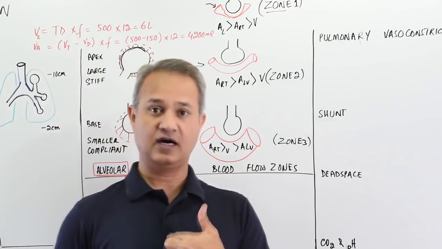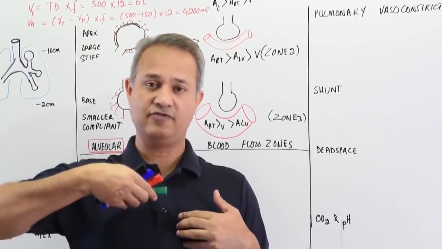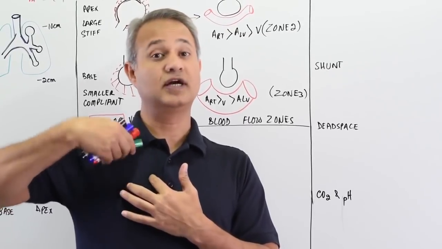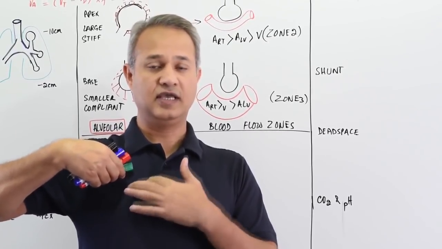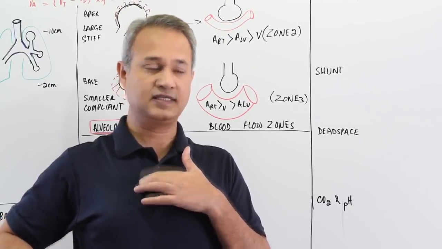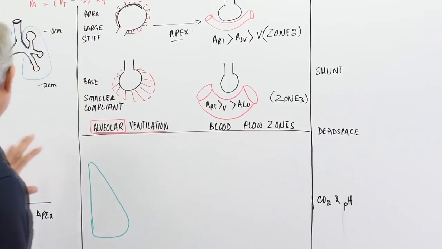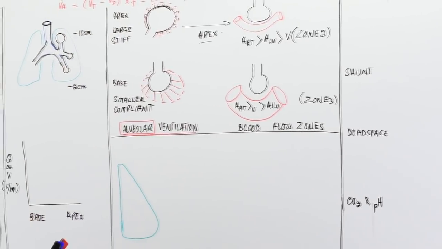So normally, if this is the heart here, somewhere over here, about 10 centimeters above the heart is zone 2 that starts in the upper part of the lungs. And then from 10 centimeters above the heart all the way to the bases is zone 3. That is continuous flow. Okay, so we're done with the flow and we're done with the ventilation.